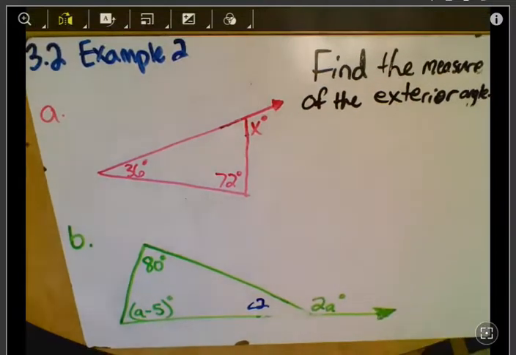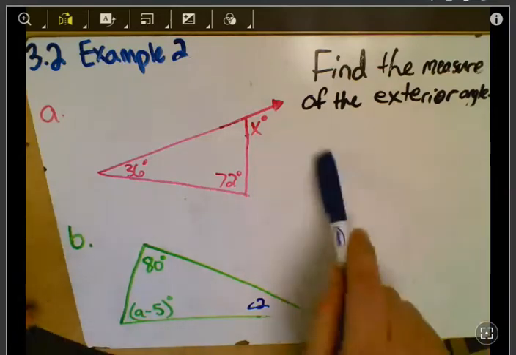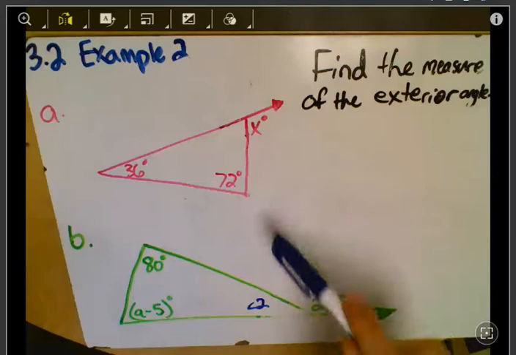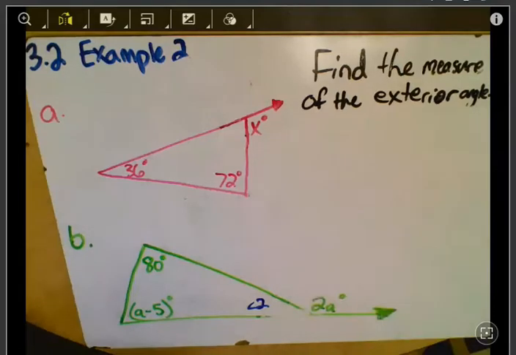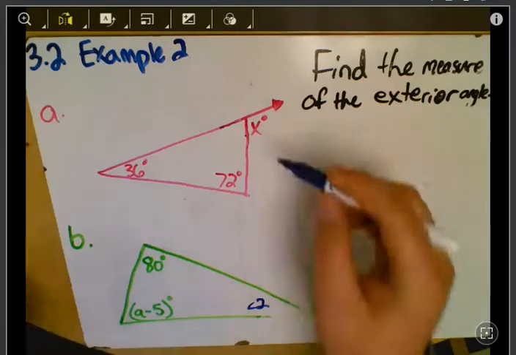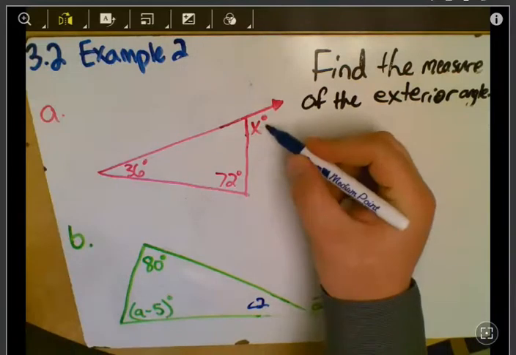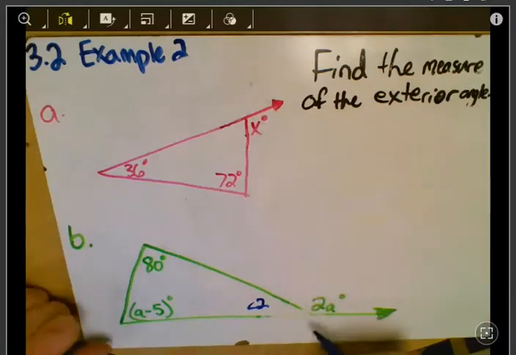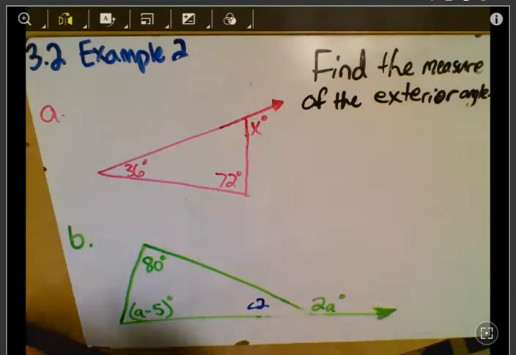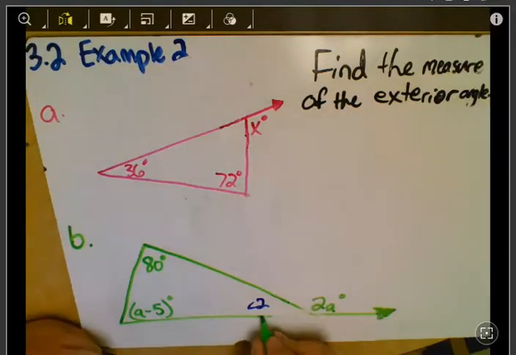Alright everybody, the example we're doing now is 3.2 example 2. We're supposed to find the measure of the exterior angle for each of these. Remember that if you extend the sides of polygons, they form angles on the outside of the polygon, which are referred to as exterior angles. There's an example right here, x degrees, that's an exterior angle. And down here, 2a degrees is an example of an exterior angle. What we're supposed to do is figure out what those are.